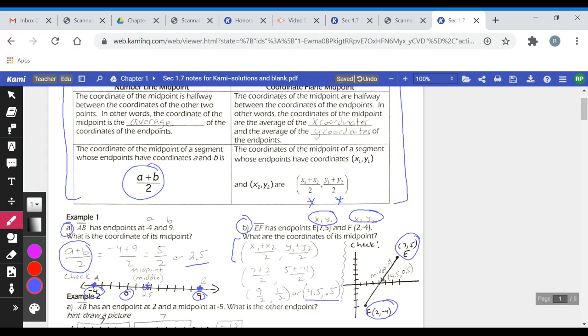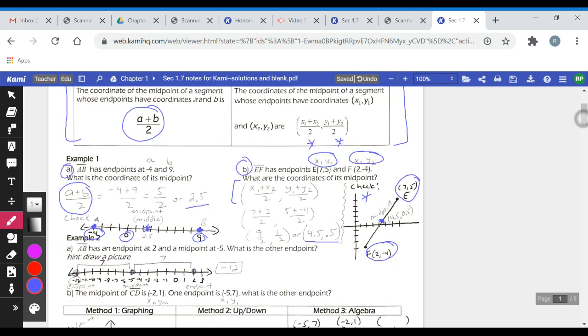And 1/2 is the same thing as 0.5. If you take the time to plot that point on your coordinate plane, to the right 4.5, up 0.5, you can see here is the midpoint, and it does look like it is right in the middle of E and F. So that gives me, again, confidence that I found that midpoint correctly. If I plotted my midpoint and it was out here, then I would really think something went wrong and I need to go back and check my work.